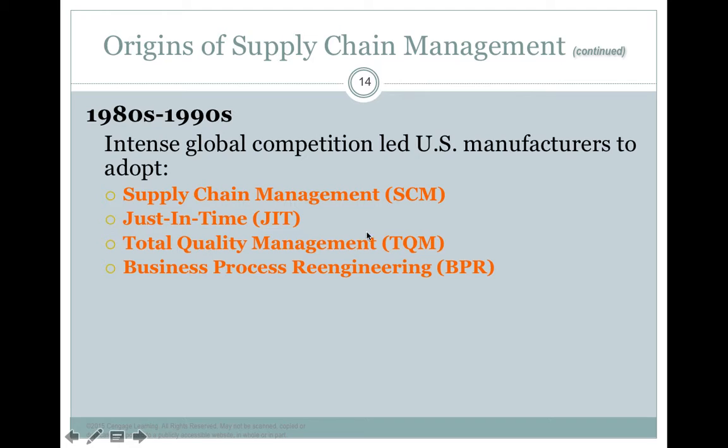And we have total quality management, TQM. We learned that from Japan. We will talk more about that in the elements of operations. And because we want to integrate and redesign the process, we have business process re-engineering. We can reduce a lot of cost through re-engineering.